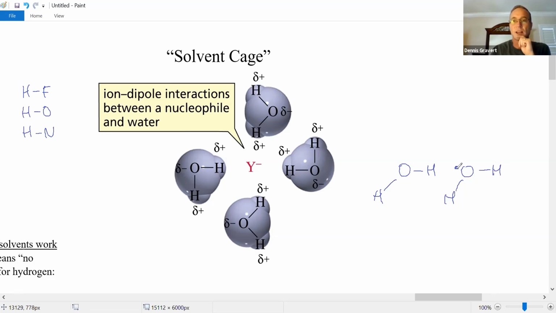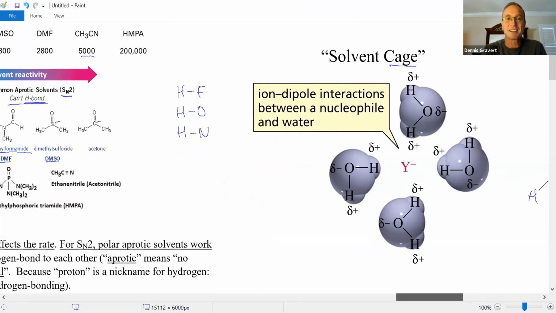hydrogen bonds this way, right? A lone pair on one water molecule will make a weak, not a covalent bond, but a weak hydrogen bond to the hydrogen of an adjacent water molecule. And if that's your nucleophile with a lone pair, the solvents that can hydrogen bond will actually make hydrogen bonds to your nucleophile and bind it up, put it in a solvent cage, and keep it from reacting with your alkyl halide. It slows down the reaction. So don't use a hydrogen bonding solvent.